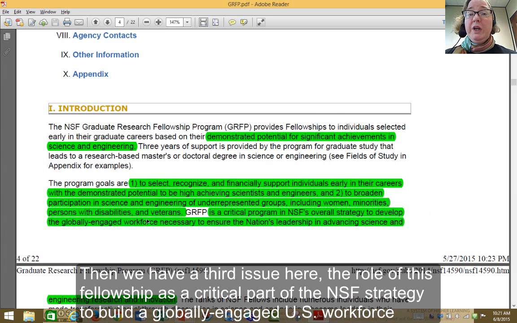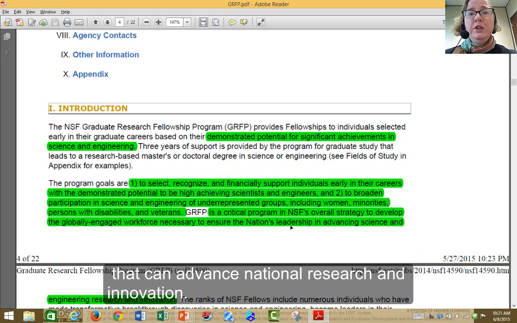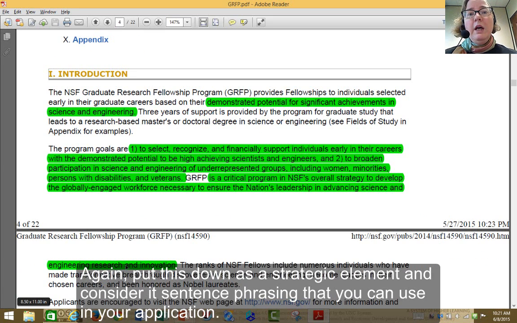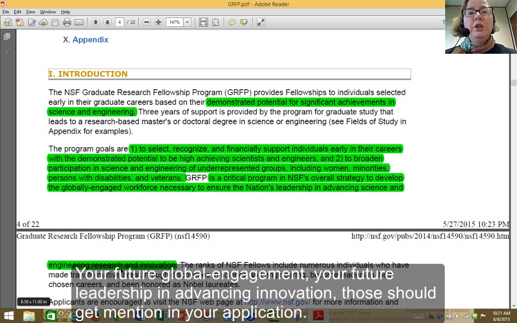Then we have a third issue here, the role of this fellowship as a critical part of the NSF strategy to build a globally engaged U.S. workforce that can advance national research and innovation. Again, put this down as a strategic element and consider its sentence phrasing that you can use in your application, your future global engagement, your future leadership in advancing innovation. Those should get mentioned in your application.